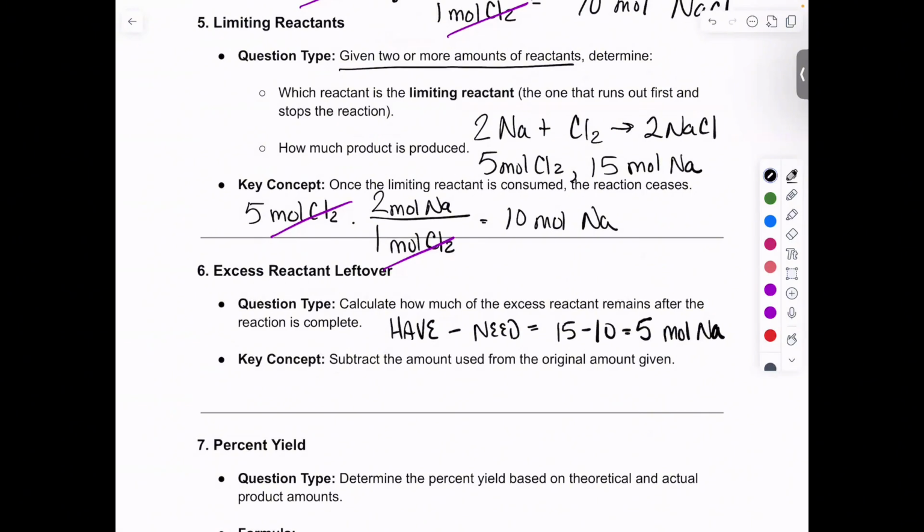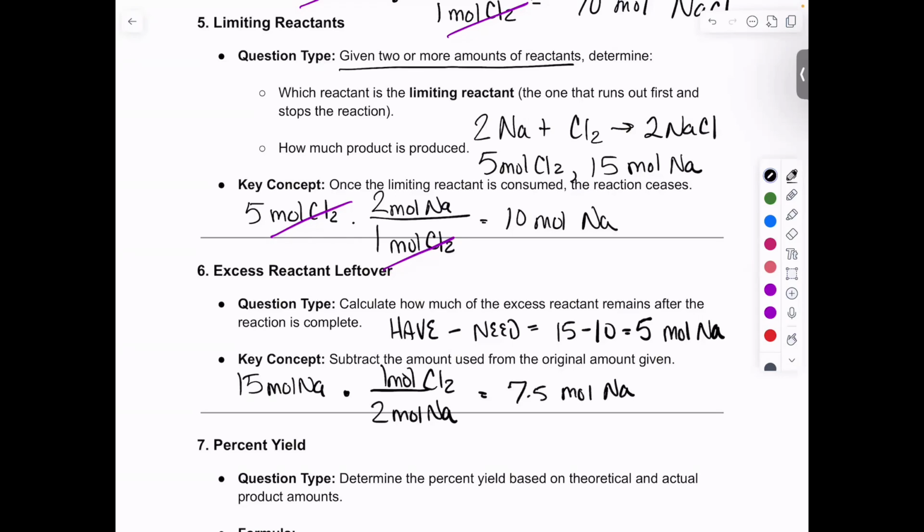All right. Key concept: subtract the amount used from the original amount given. And I'll actually flip this around here. If I started off with 15 moles of Na and I wanted to see how much Cl2 is needed, I would say for every 2 moles of Na I need 1 mole of Cl2. So 15 over 2, that's 7.5 moles of Na.